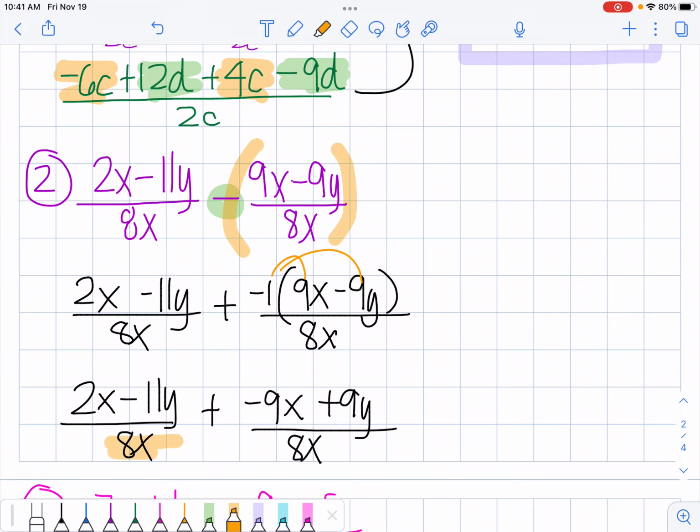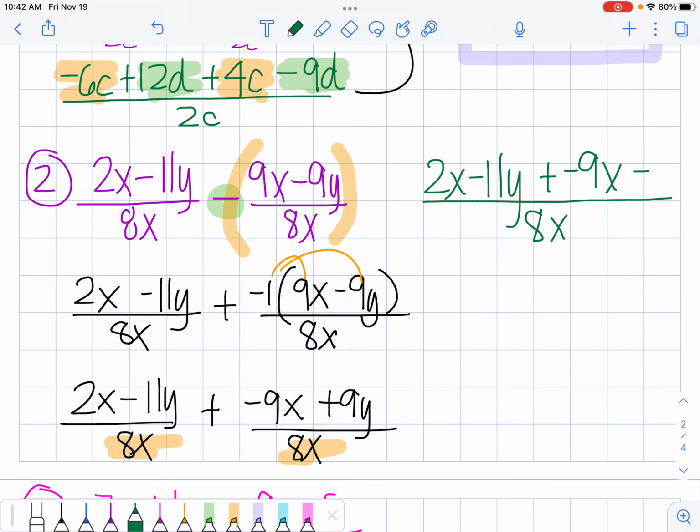Now, because my denominators are the same, I'm going to combine it together in one big fraction with my denominator 8x. And I'm going to combine the numerators and write them all in one line. So I have 2x minus 11y plus negative 9x plus 9y. And I want to look for my like terms. So here I have x's, here I have x's, here I have y's, and here I have y's.